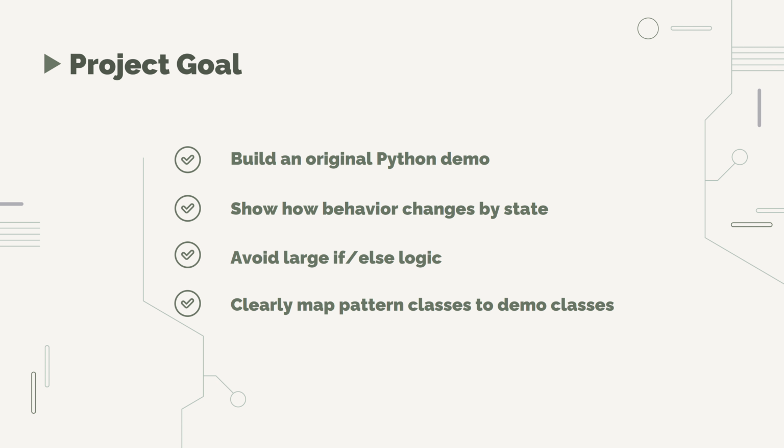The goal of this project is to create a simple demo application that clearly shows the state pattern. I used Python and built a package delivery system where each order status controls what actions are allowed.